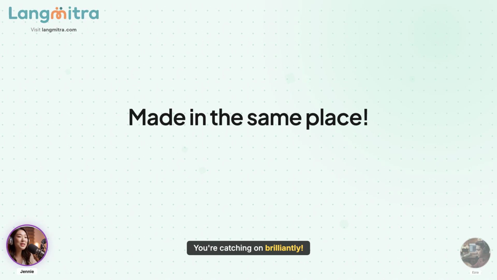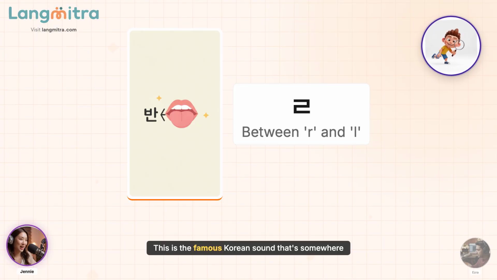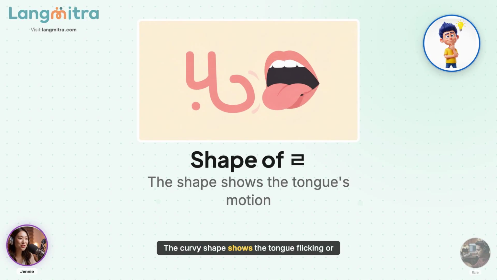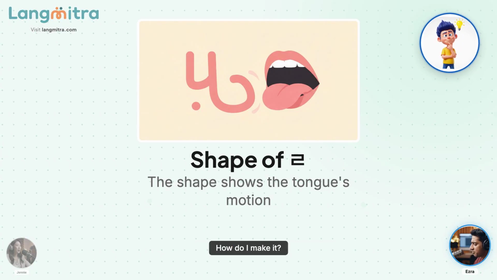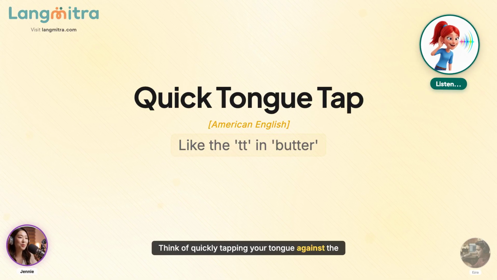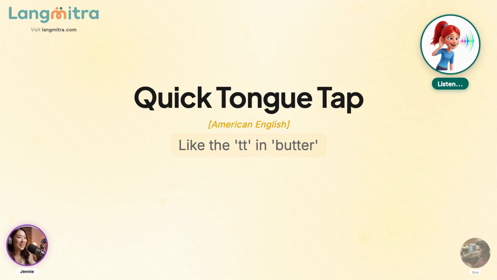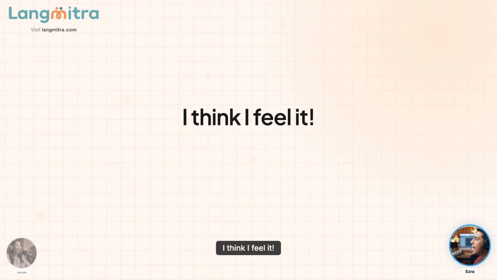You're catching on brilliantly. Now here's a tricky one for English speakers, r. This is the famous Korean sound that's somewhere between R and L. The curvy shape shows the tongue flicking or rolling. I've heard this is hard for English speakers. How do I make it? Think of quickly tapping your tongue against the roof of your mouth, like saying butter very fast in American English. That quick tap in the middle, that's close to r. Butter, butter. I think I feel it.